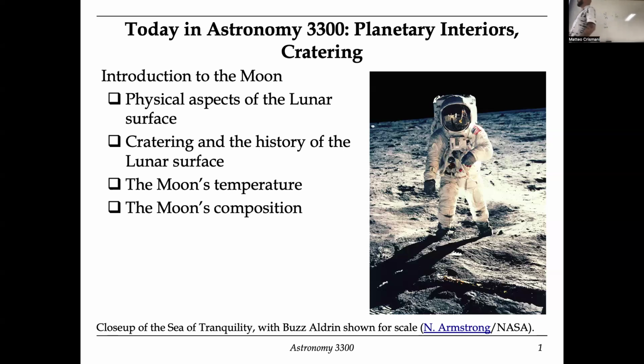Okay, I forgot to update these. This is not what we're doing yet. I was going to add a couple things in the front here. We're going to finish up our discussion of planetary interiors, and then we're going to talk about cratering, and then we're going to get into the moon, which has examples of both of these. So ignore that. That'll be updated. It should be this. This goes after. Okay, cool. Questions before we start?